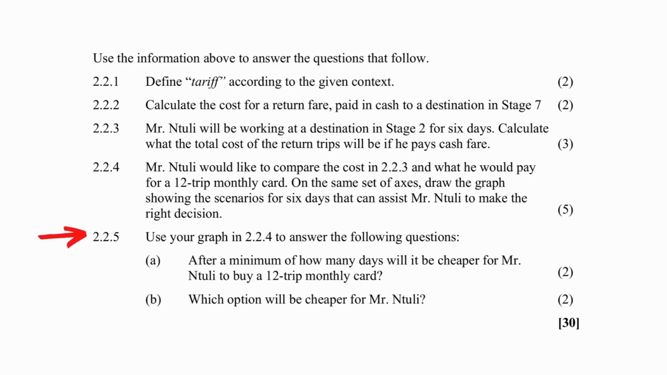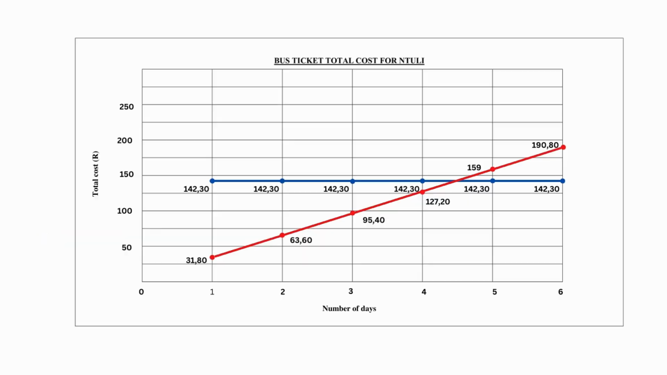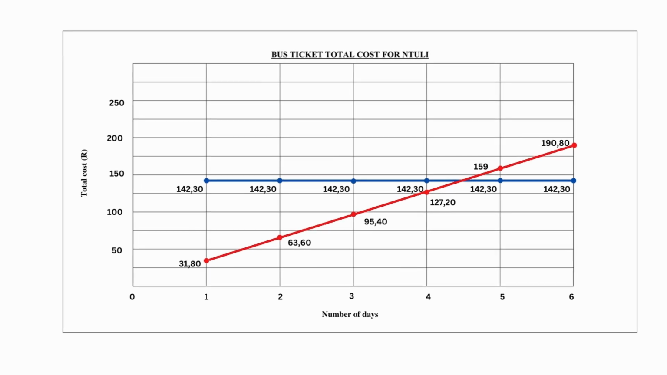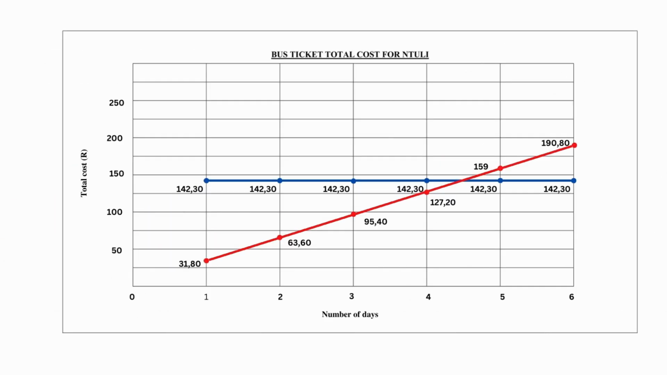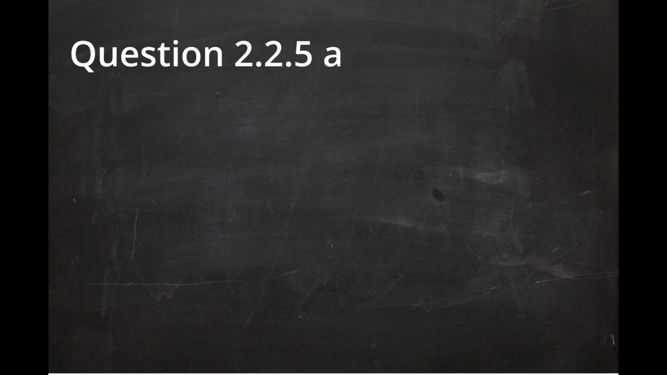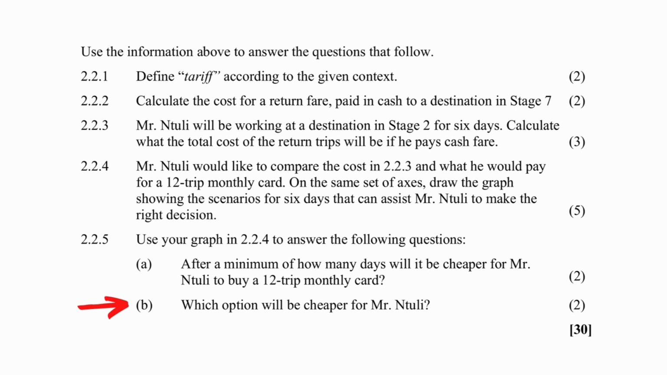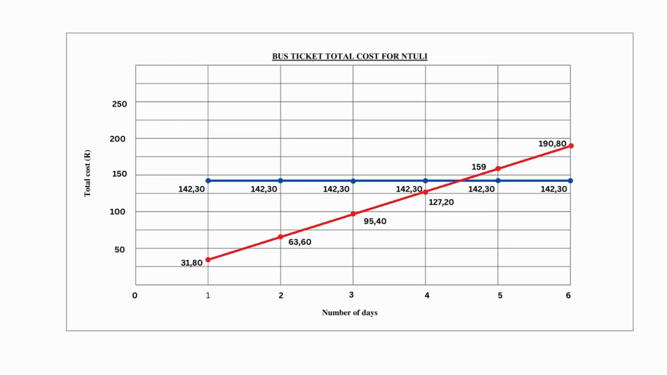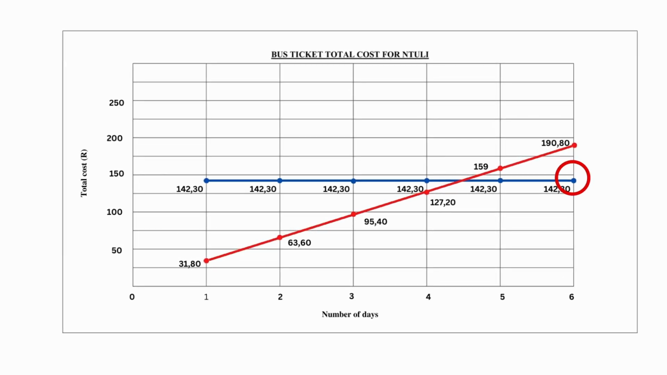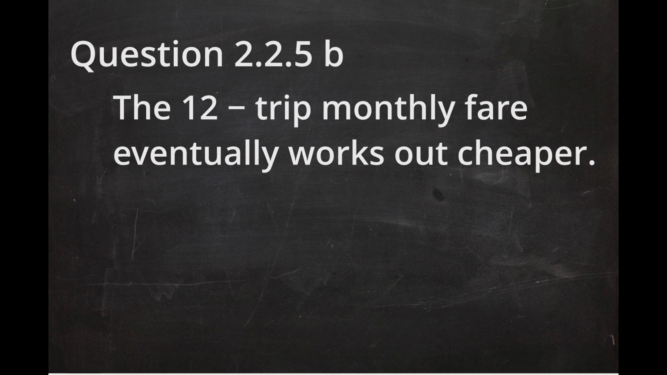Question 2.2.5 is divided into 2 questions. You have to use the graph that you drew in question 2.2.4 to answer these questions. In question 2.2.5a, you have to write down after how many days it would be cheaper to buy a 12-trip monthly card. From the graph drawn in question 2.2.4, after 4 days, the 12-trip monthly fare will be cheaper. In question 2.2.5b, you have to identify the cheaper option for this person. Based on the graph drawn in question 2.2.4, for a 6-day working week, the cheaper option will be the 12-trip monthly fare.